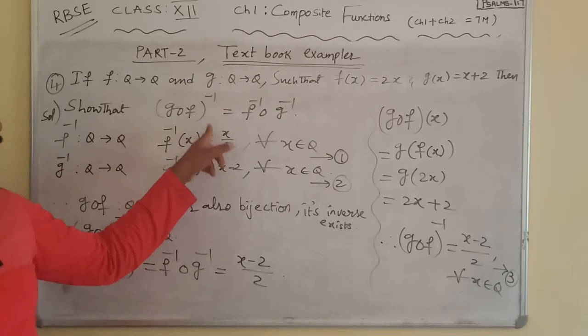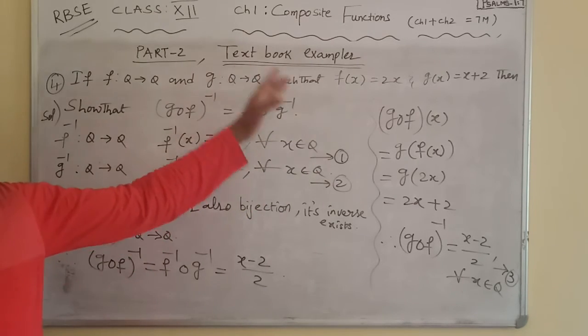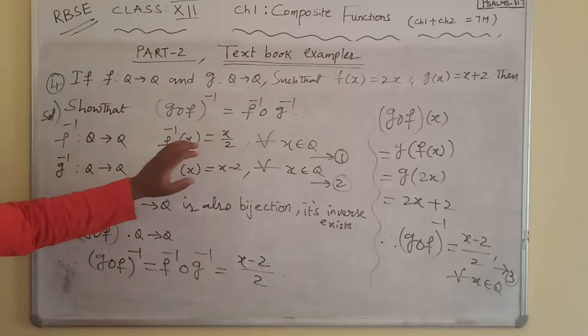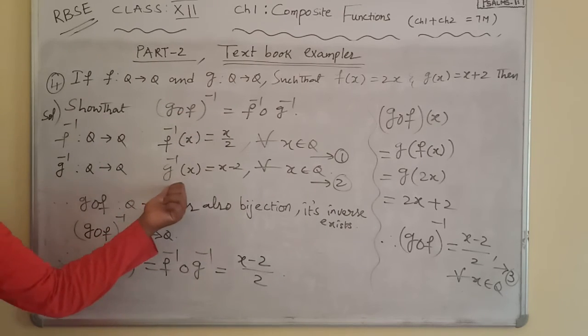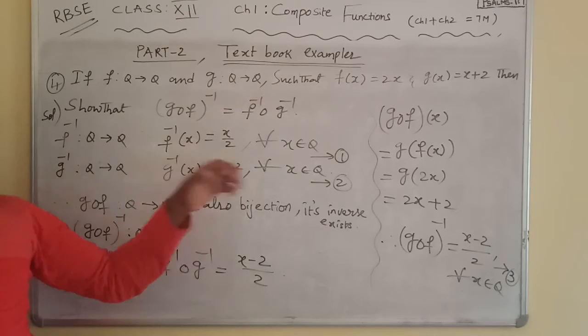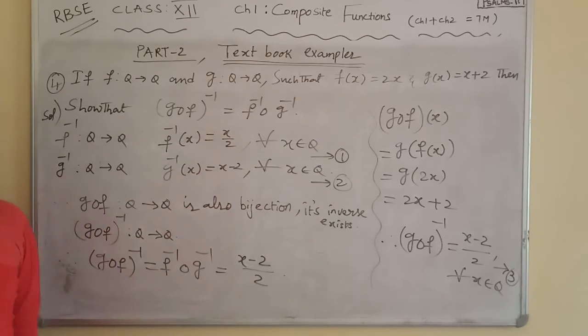How to find f⁻¹(x) = x/2, I explained clearly, so you can just go through that and understand it. Similarly, what we did, g⁻¹(x) is equal to x − 2 for every x belongs to Q. Given as equation 1 and equation 2.